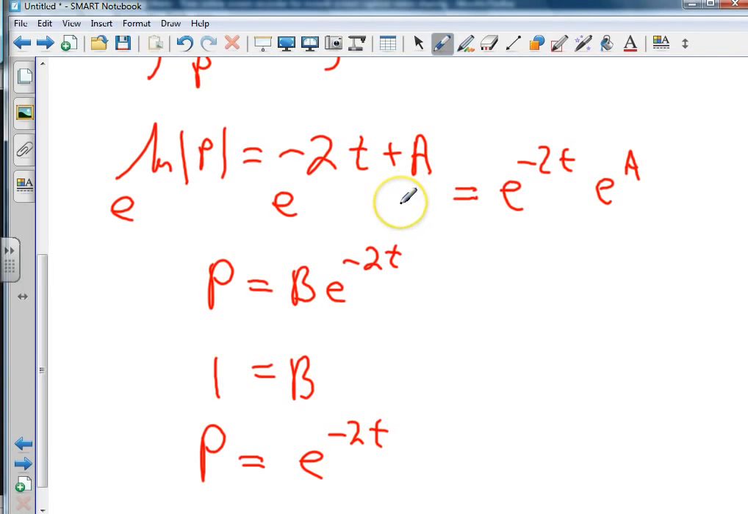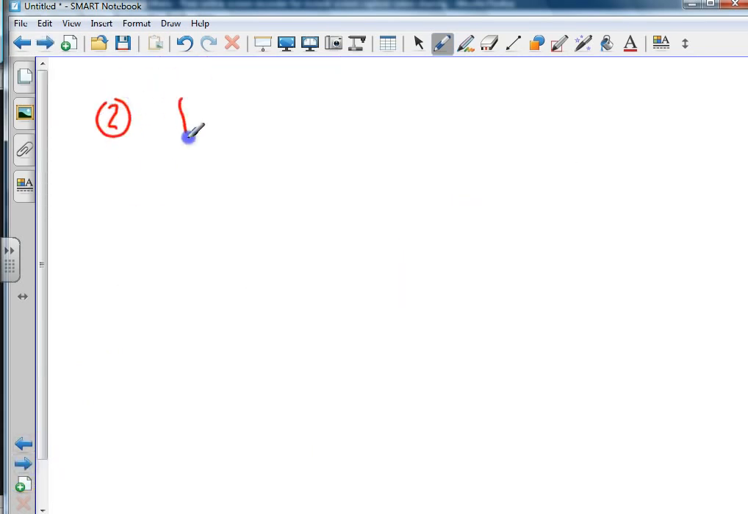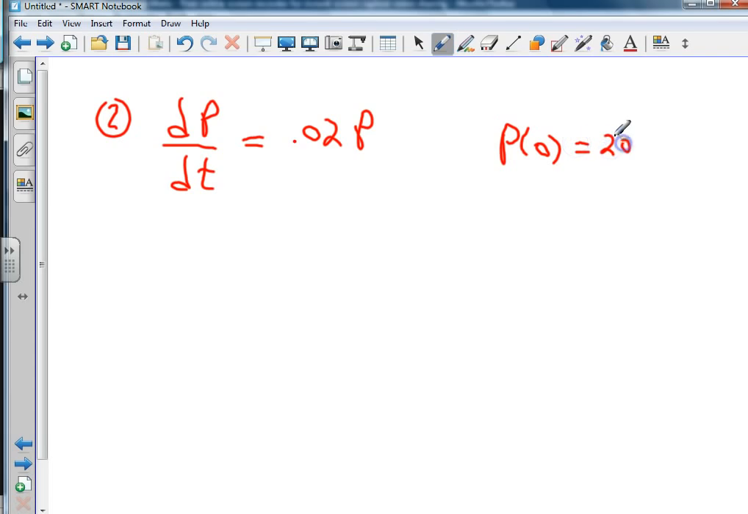Okay, let's try that again. How about number 2? Same idea. Number 2 says dP/dt, I'm thinking that's probably a population over time, millions of worms in weeks or something, is directly proportional to the current population. Now this is a positive constant of proportionality, so would you expect exponential growth or exponential decay when you're done? Probably growth. Sort of like a banking problem. We have continuously compounded interest of 2%. And P of 0 is 20. All right, fine. So separate this for me. First step.